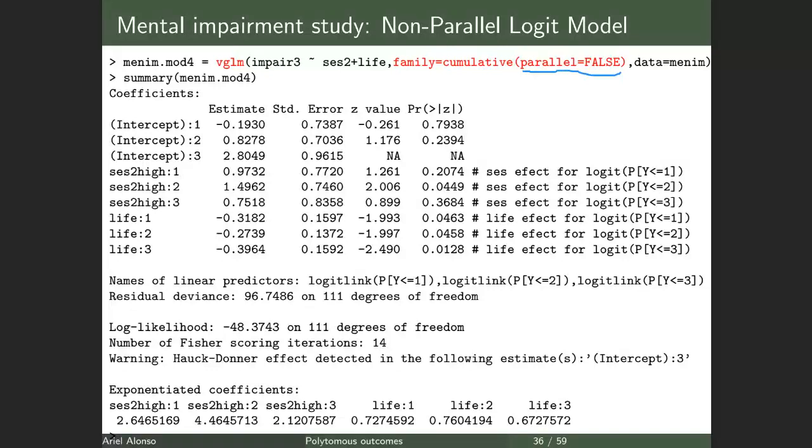for each logit. And if you do that, well, before we only had one coefficient for socioeconomic status, now you will have three coefficients, because the effect of socioeconomic status depends on J.